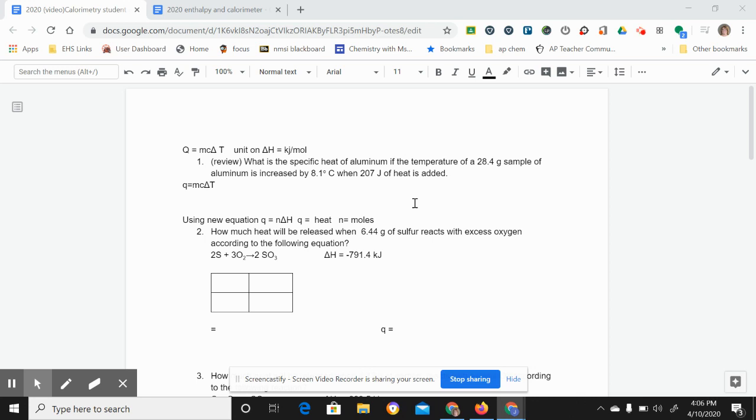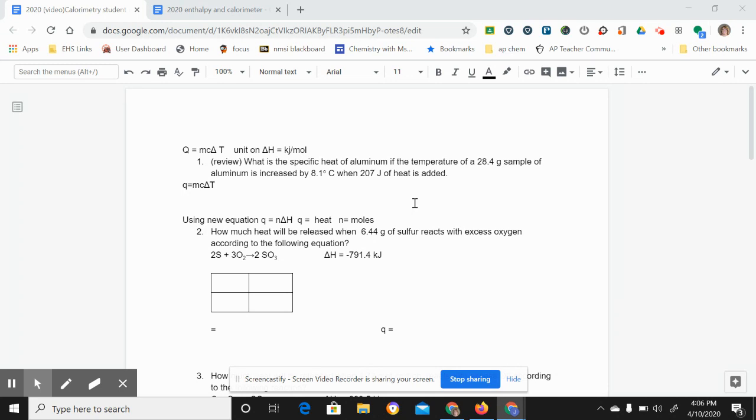Today we're going to review Q equals MC delta T. Then we're going to learn a new equation, and then we're going to put the two equations together. Q is your heat, M is your mass, C is your specific heat, and delta T is your change in temperature.